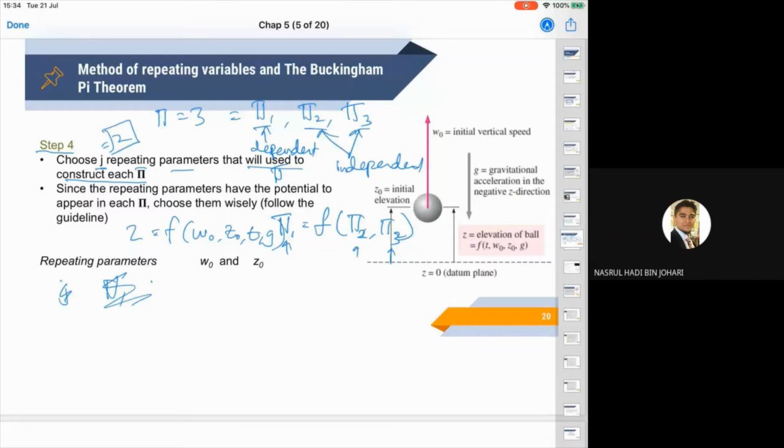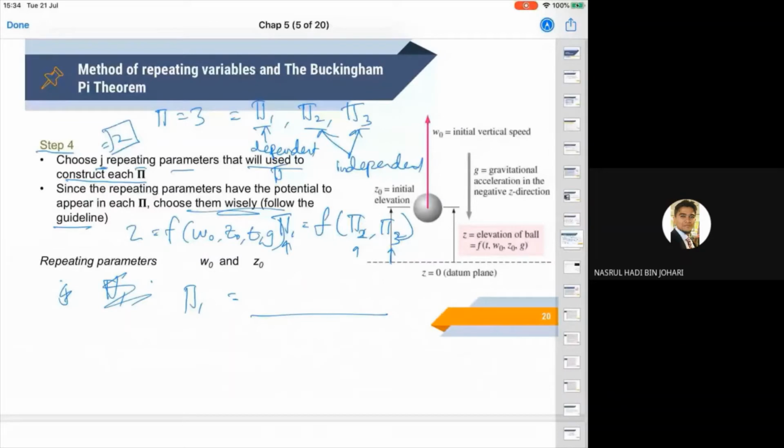So dia pilih 2 daripada repeating parameters tu untuk construct each pi. Okay, and then dia kata since the repeating parameters have the potential to appear in each pi, choose them wisely, follow the guideline. Kat mana guideline? Kat sini guideline. Dia kata apa? The 2 parameters that we want to choose will be used repeatedly. Sebab apa? Pi 1 nanti akan guna repeated parameter ni.